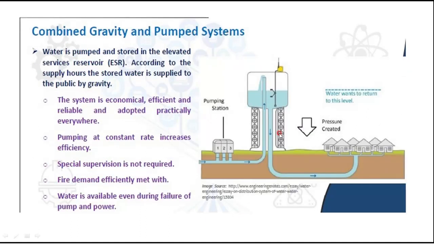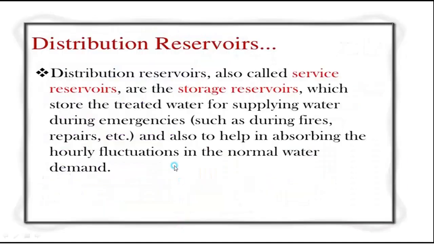Combined gravity and pumping, you are using here overhead tanks. The water coming from the treatment plant, you are pumping it to the overhead tanks. From the overhead tanks, you are allowing it to gravitational flow. Okay, therefore combined is there here.